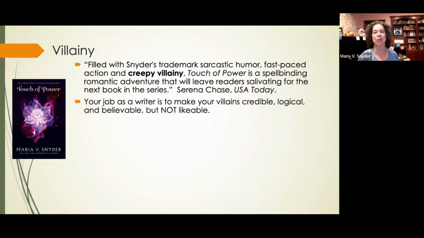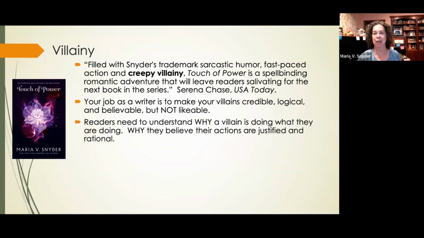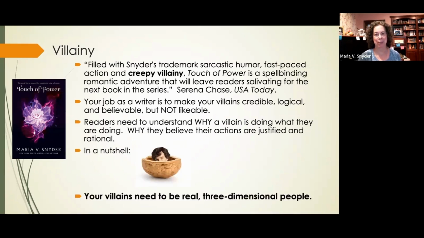Okay, so your job as a writer is to make your villains credible, logical, and believable, but not likable. You don't want your readers caring more about your villain than they do for your protagonist, but you still have to make them basically understandable. Readers need to understand why a villain is doing what they're doing and why they believe their actions are justified and rational. In a nutshell, your villains need to be real three-dimensional people.